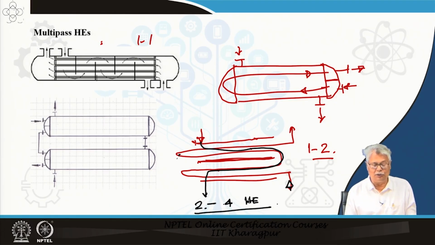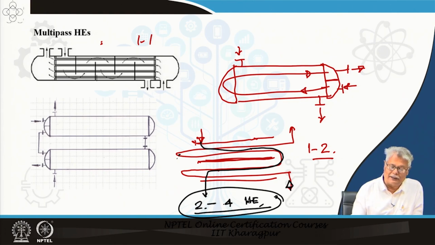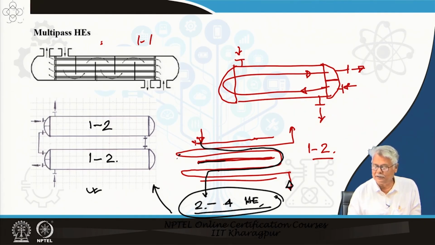And you will notice here that the same configuration can also be achieved by connecting properly one 1-2 exchanger and another 1-2 exchanger. That means, it is possible to have a 2-4 exchanger configuration, and the theoretical design calculations are kept the same. Even if you have 2 numbers of 1-2 exchangers properly coupled the way it is shown here, you can make a 2-4 exchanger without even having a partition plate on your shell.